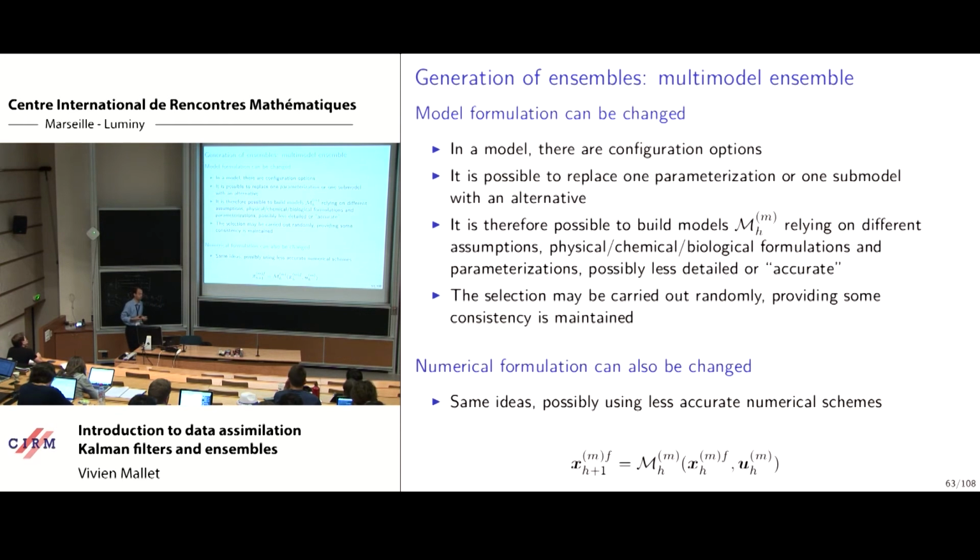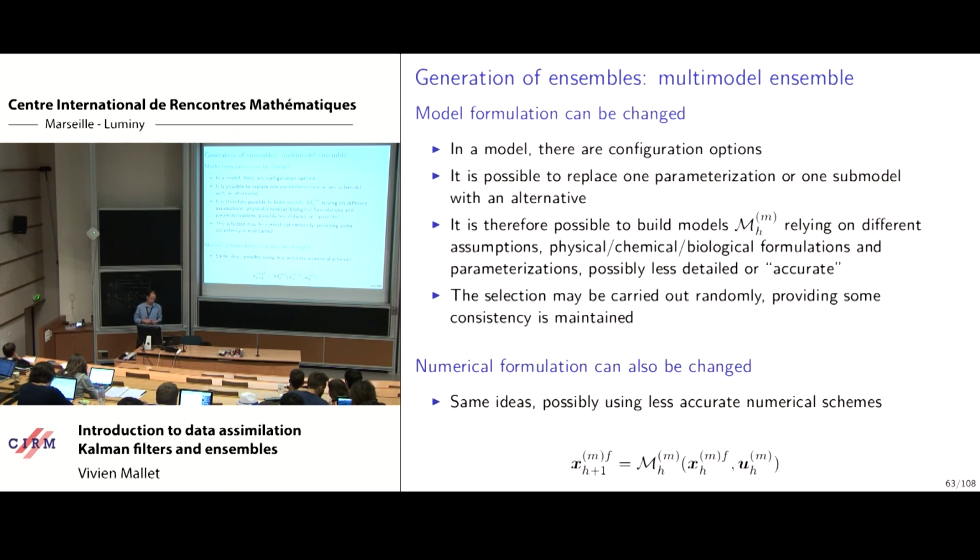There can be a bunch of physical, biological, chemical processes that are not so well known, and so you have different options to model them. And this gives as many options for making an ensemble of members of different models. I mean, you can construct different models with these different parameterizations or formulations for your phenomena.